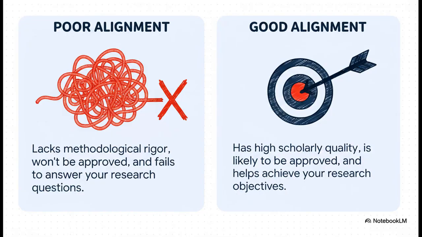And the difference this one thing makes, it's huge. I mean, look at this. On one side, poor alignment is a recipe for disaster. You get a study that lacks rigor, it's not going to get approved, and it just delays everything. But with good alignment, that's a recipe for success. A high-quality study that sails through approval and actually gets you where you want to go. The stakes are really, really high.